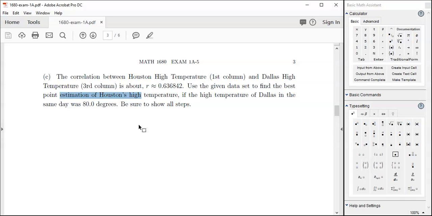Nothing is precise in statistics. Everything is estimation. Estimate Houston's high if the Dallas high is known. So we know Dallas high, and that's about 80 degrees. And Houston high, we don't, but we want to find out. So we are doing estimation. This is the regression analysis. Okay, how do we handle that?